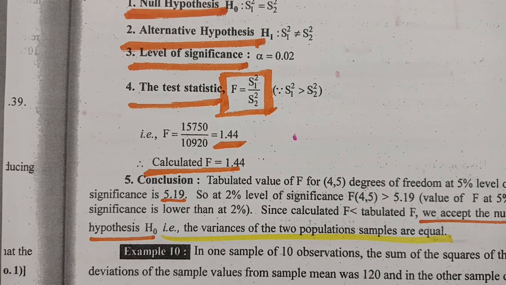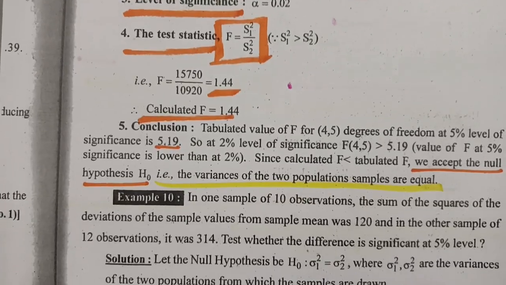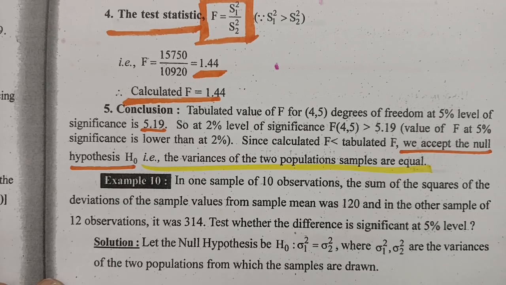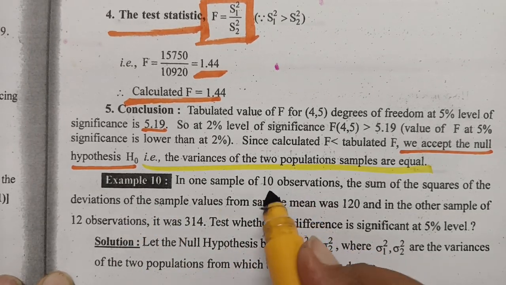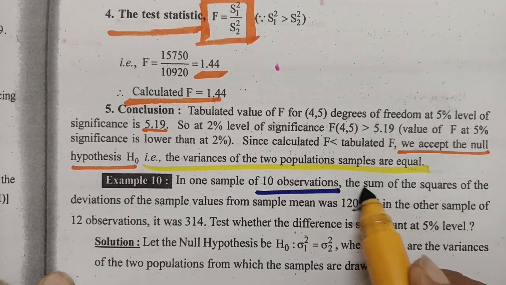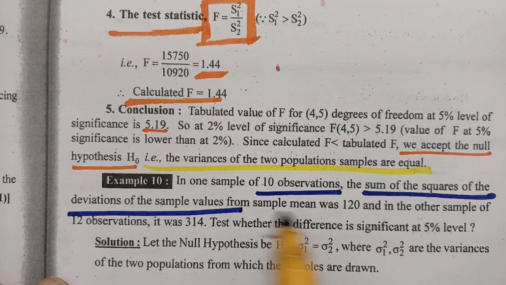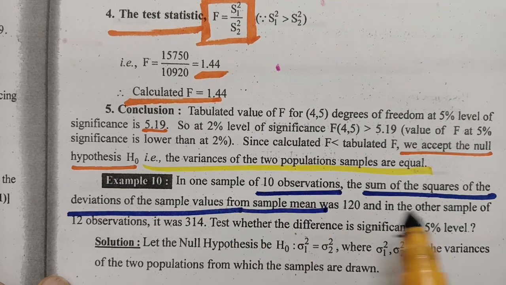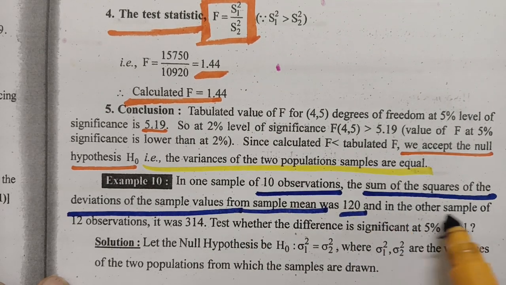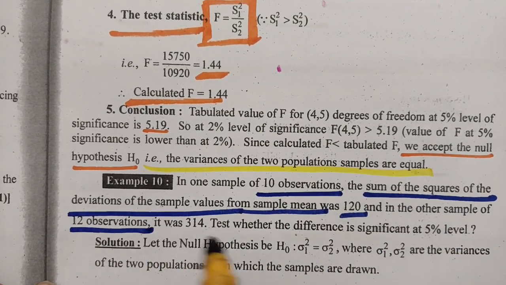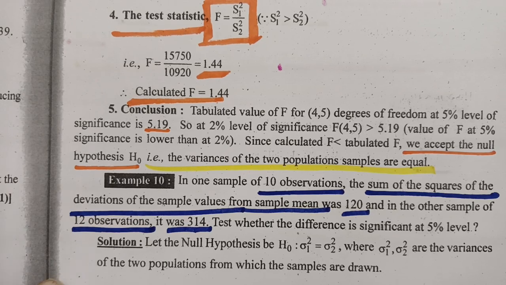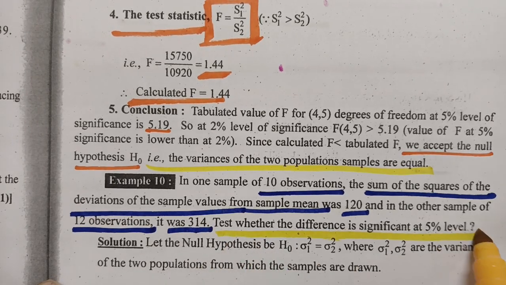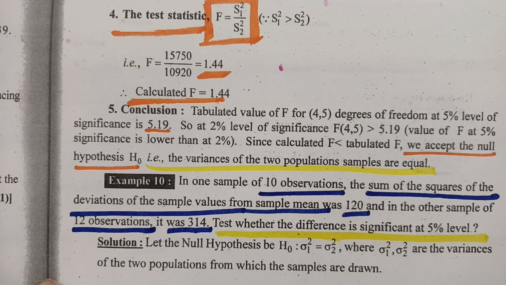So this is how we have to check. And next one, going to the 10th question here. In one sample of 10 observations, so here N1 is equal to 10, the sum of the squares of the deviations of the sample values from the sample mean was 120. And in the other sample of 12 observations, it was 314. Now what is it we have to test? We have to test whether there is a significant difference at 5% level of significance.